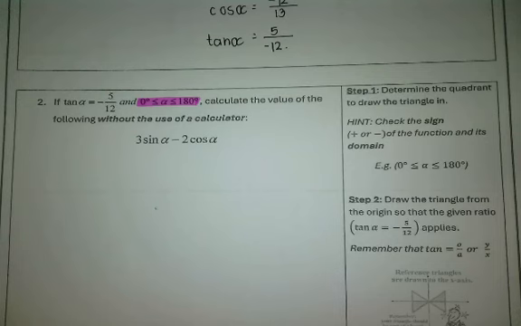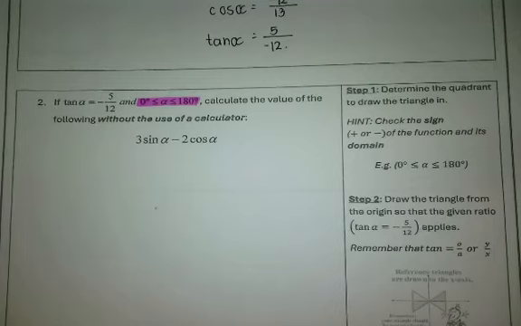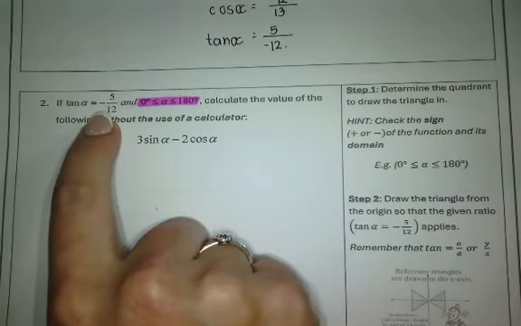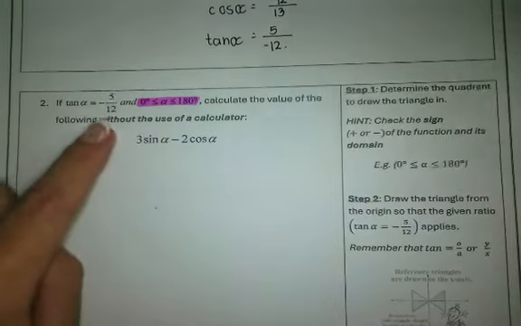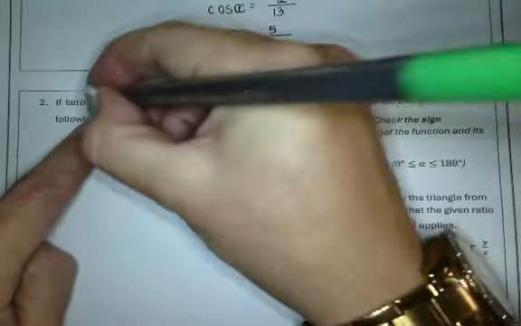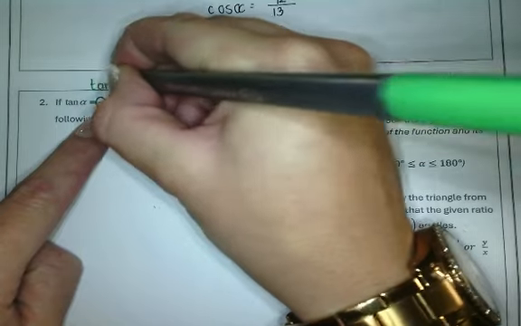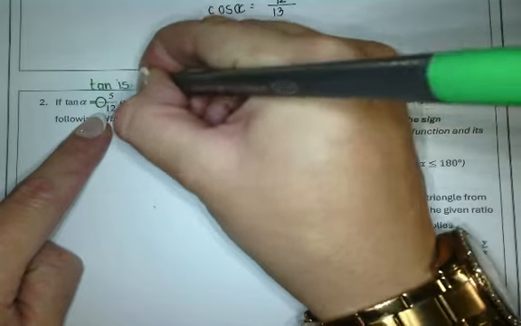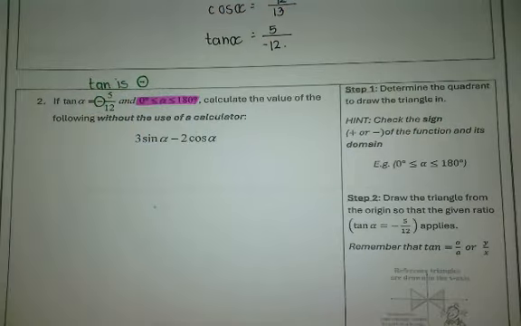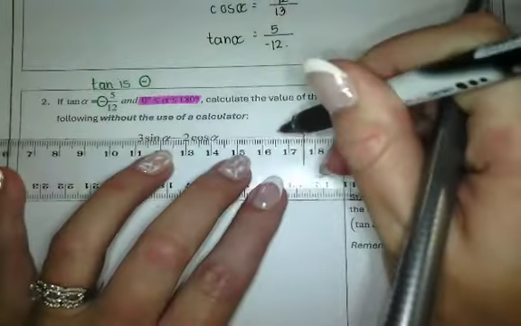You're going to ask me, ma'am, how do we know which quadrant you're working in? It's going to tell you. Use the two pieces of information to draw your triangle on the CAST diagram. First piece of information: what are they telling you over here? They're telling you that tan's ratio is negative. Tan is negative. That's my first piece of information.